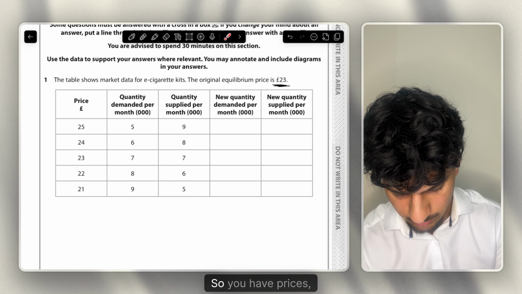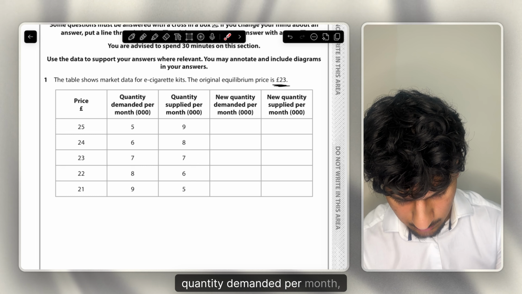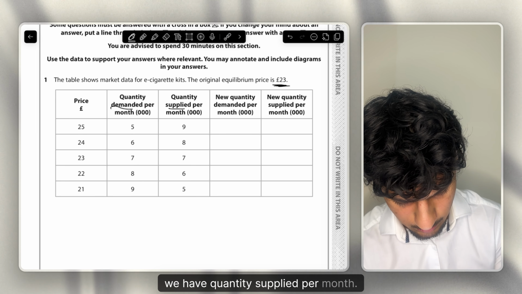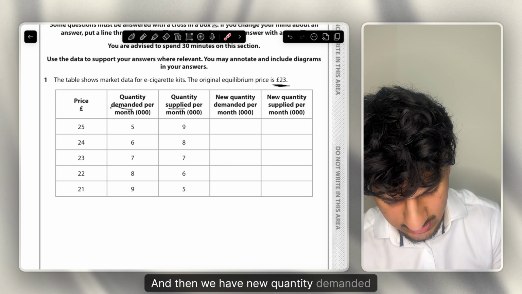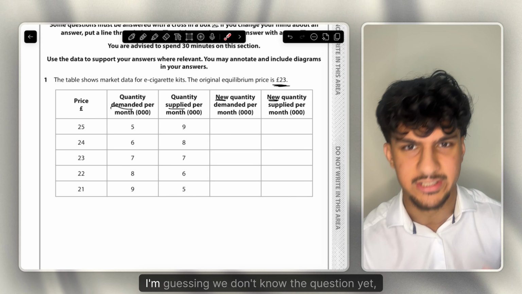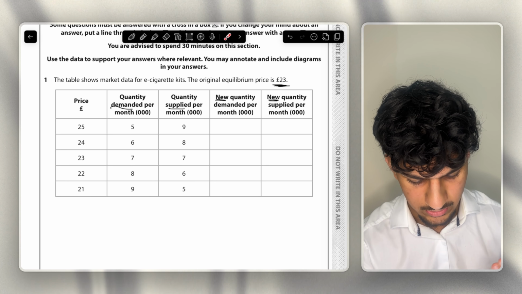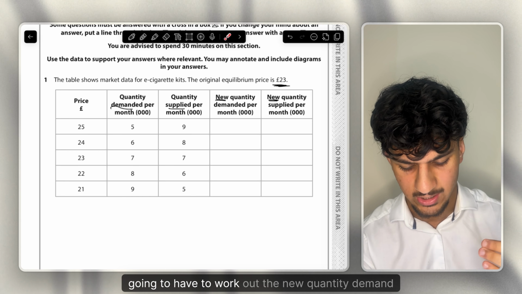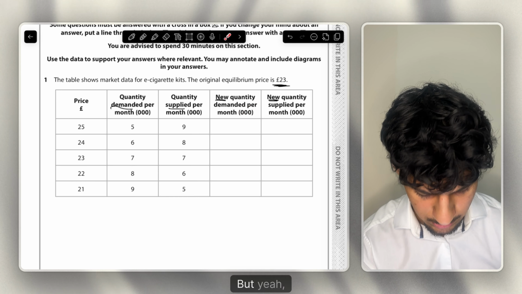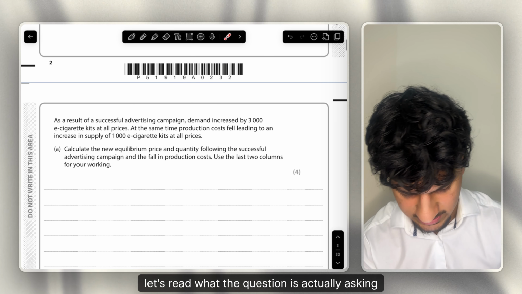in this table. So we have prices, quantity demanded per month, which is in thousands. So we have quantity demanded, we have quantity supplied per month. Okay, and then we have new quantity demanded and new quantity supplied. So we just have to work out, I'm guessing, we don't know the question yet, but they're going to give us some change and we're going to have to work out the new quantity demanded, new quantity supplied. And just keep in mind, guys, it's in thousands. But yeah, let's read what the question is actually asking us.